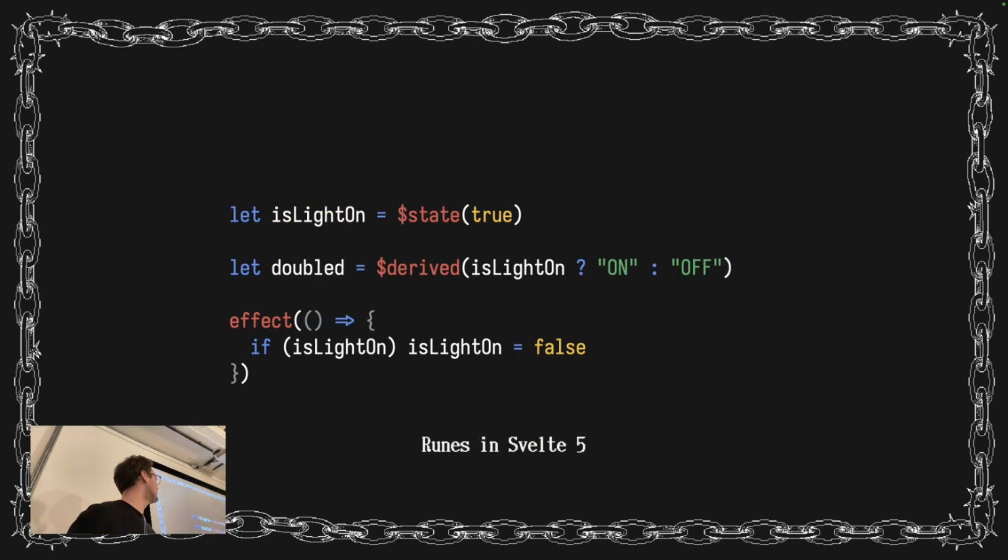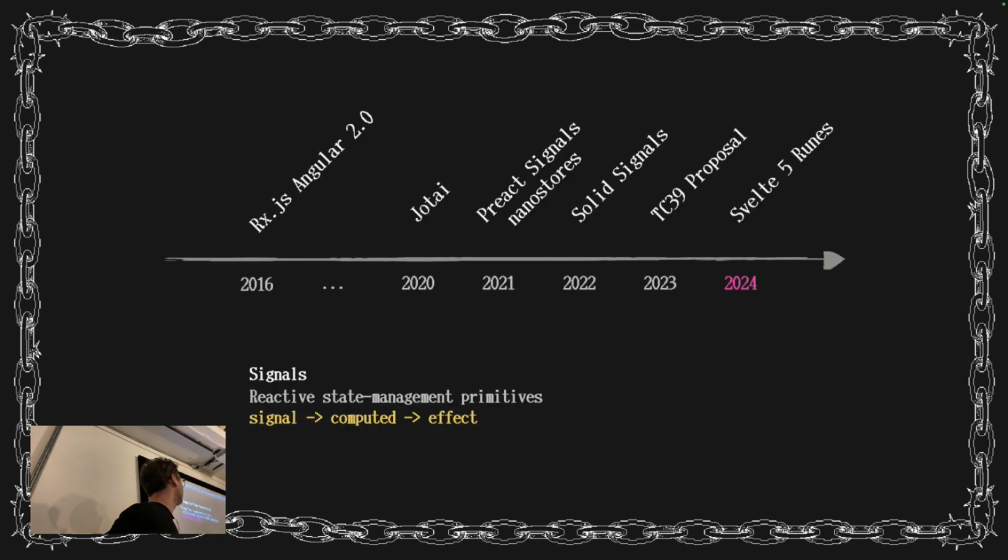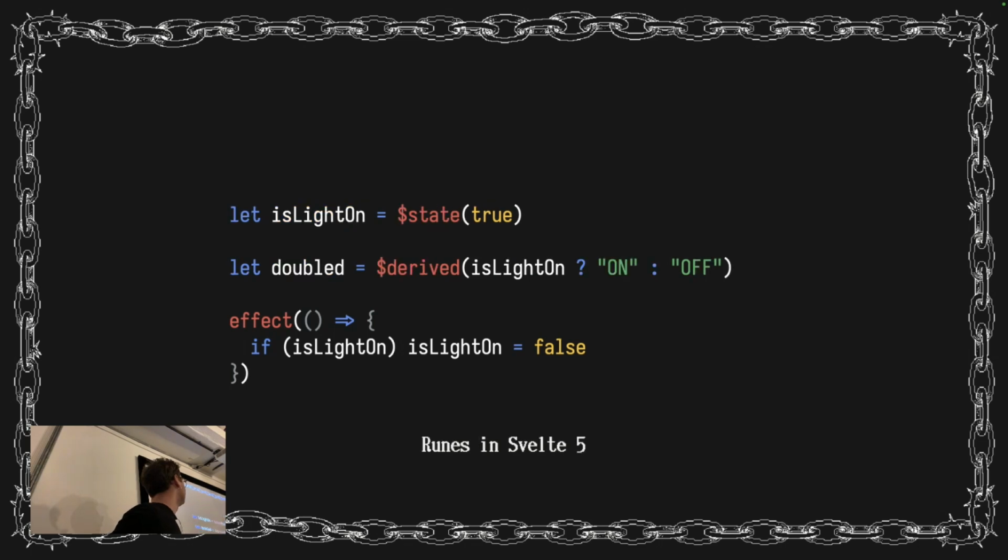And now there are runes in Svelte 5, which is almost identical, as you can see. The only difference is that here you don't have to use values anymore. It's really smart, so it detects when you set it. You can just work with it as you would with regular variables.